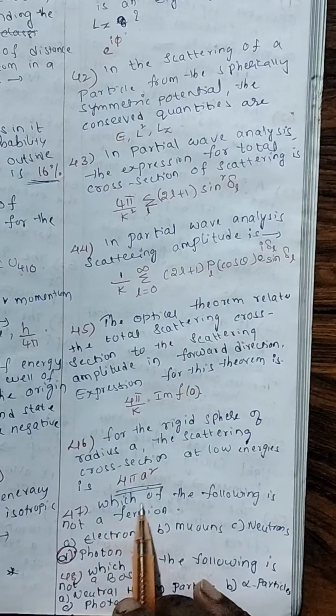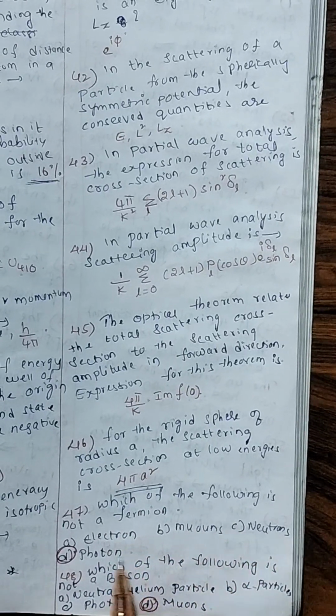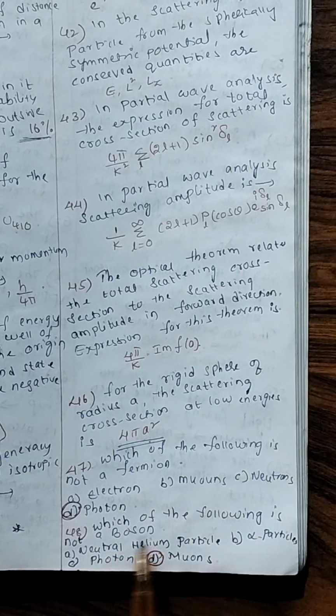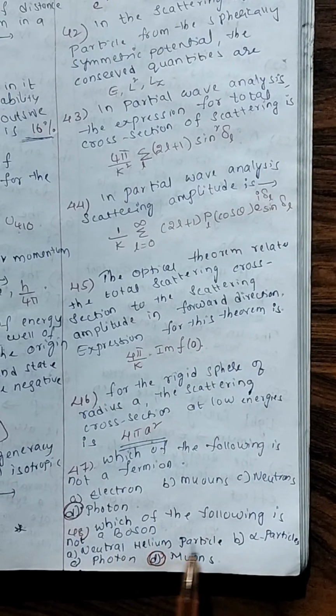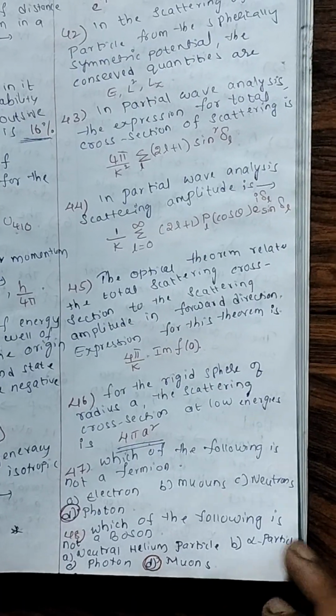Now next, which of the following is not a fermion? He gave 4 options: electron, muons, neutrons, photon. Photon is not a fermion. Now next, which of the following is not a boson? Neutral helium particle, alpha particle, photon, muons. Muons is not a boson.